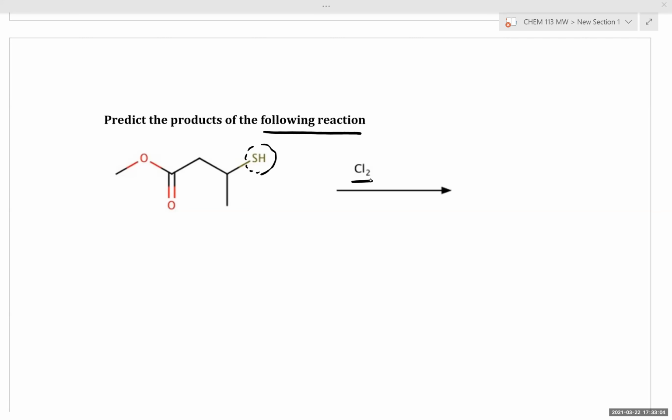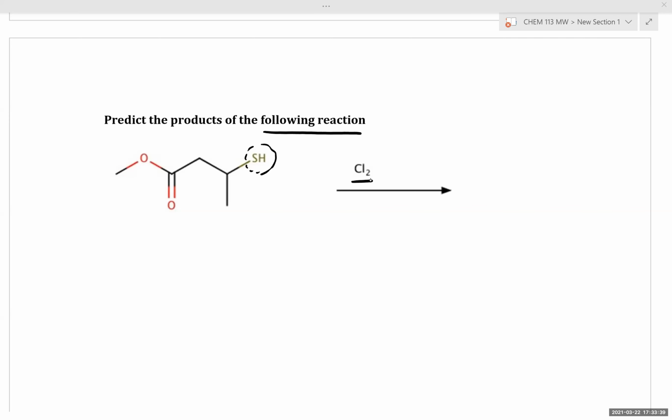We know that thiols are generally quite labile to oxidation. We're not using a hard oxidizing agent like hydrogen peroxide or dichromate. Instead, we're dealing with a relatively electrophilic, soft oxidizing agent in the form of chlorine. So what happens when we expose a thiol to a relatively mild oxidizing agent? What really important functional group would we generate in this process?